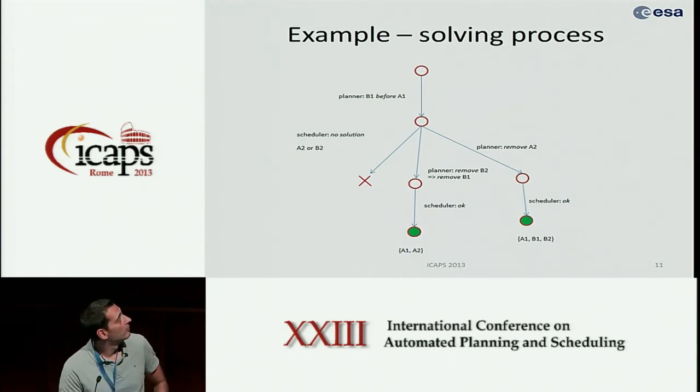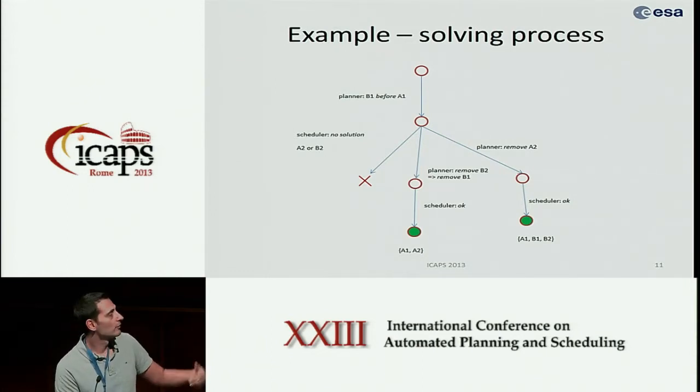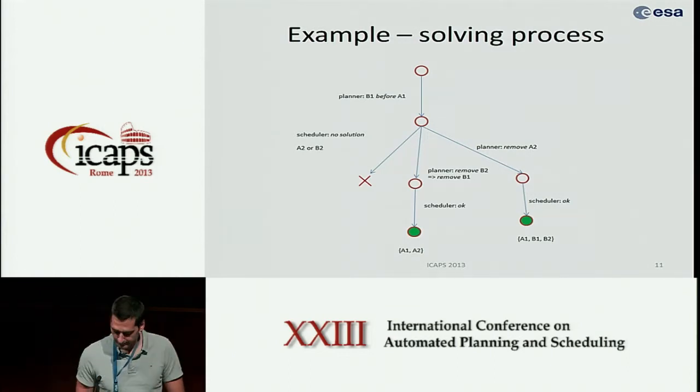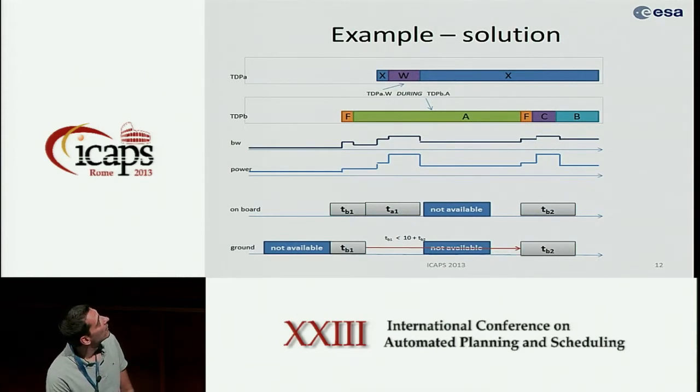And then we have two different paths. In both cases, we achieve a solution. But in this case, again, if we remove B2, we will be forced to remove also B1, as there is this link constraint. So the best solution, in this case, I assume the weight is 1 for each activity, is this one because it's maximizing the number of activities. And this is actually the final Gantt chart of the solution.